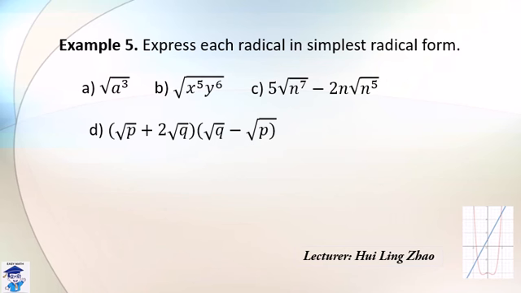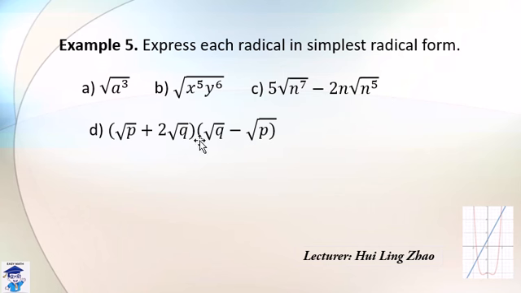And next, example 5. Express each radical in simplest radical form. There are 4 questions. Number A, the square root of a cubic. Number B, square root of x to the power 5 times y to the power 6. Number C, 5 times square root of n to the power of 7 minus 2 times n times square root of n to the power of 5.